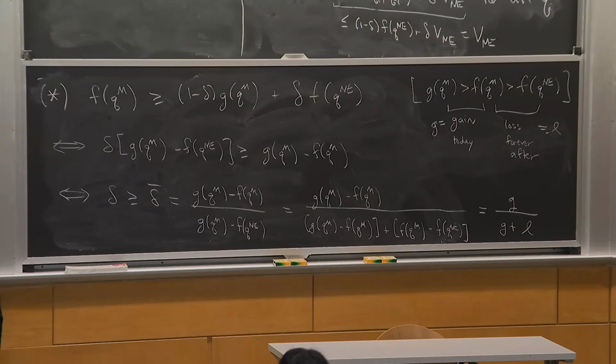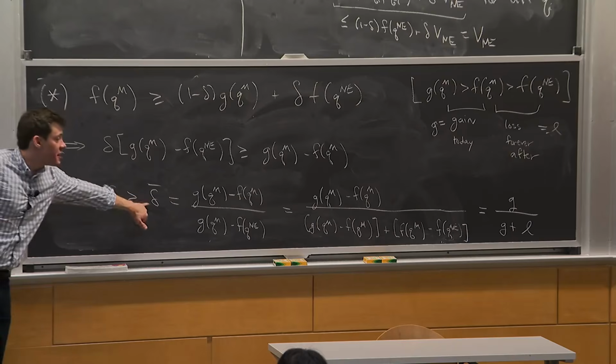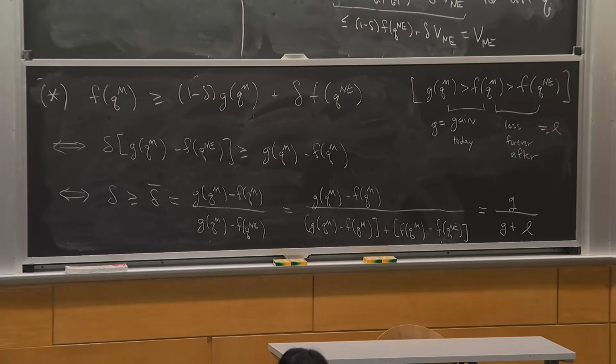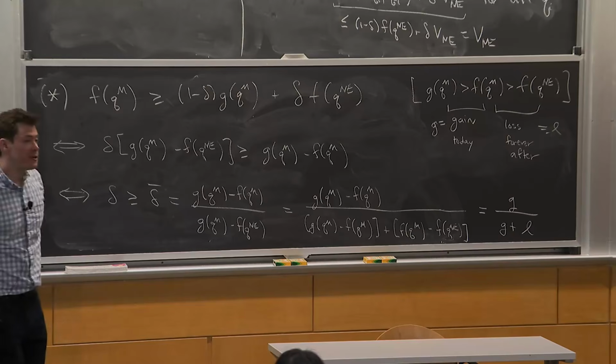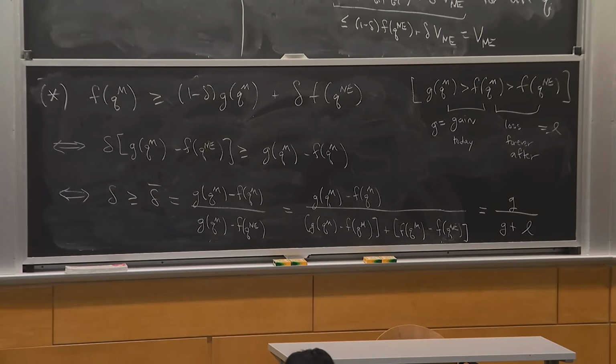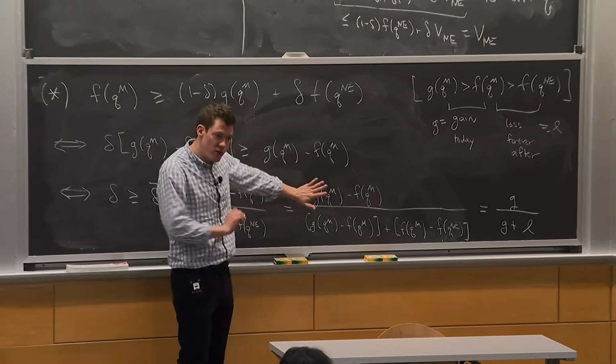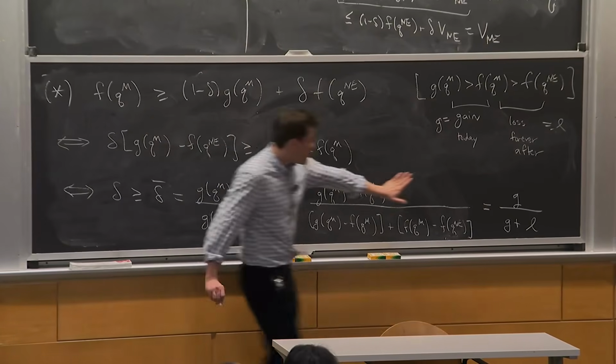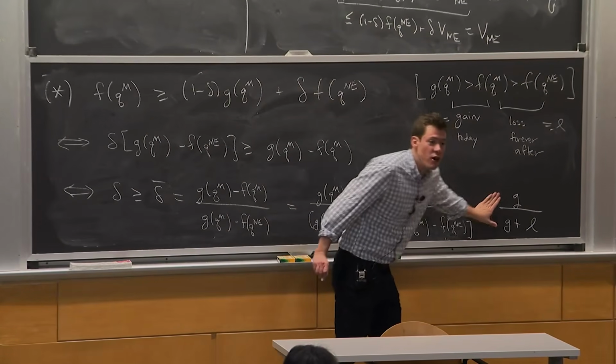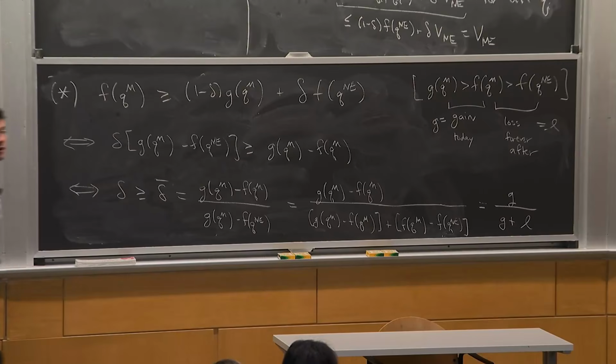Let me ask this. If G gets bigger, what happens to delta bar? Let's start with L. That's the easier one. If L gets bigger, what happens? Yeah, so this is just algebra. You can check that on your own. Let's just look at this formula over here, just G over G plus L. As the loss gets bigger, delta is going to have to be smaller. Delta bar gets smaller, right? So can we interpret that as the loss gets bigger, delta bar gets smaller?